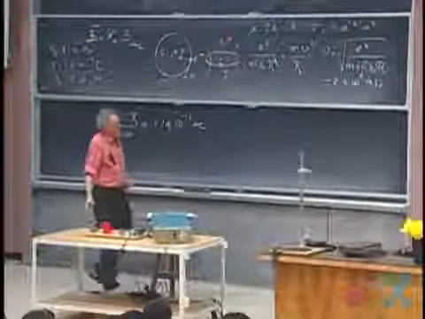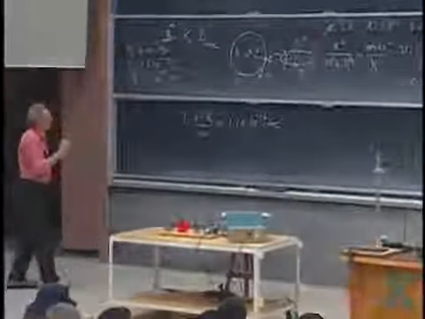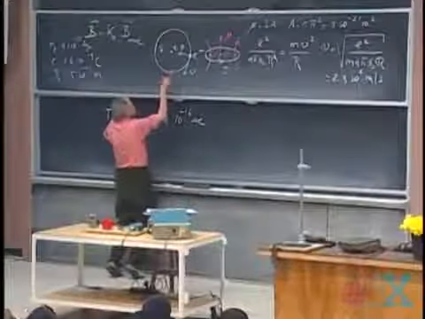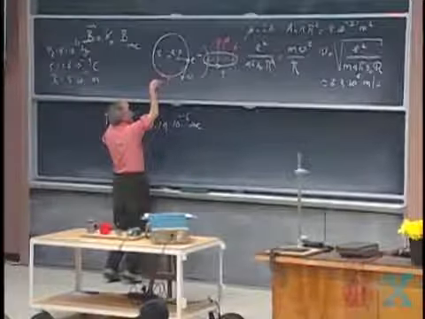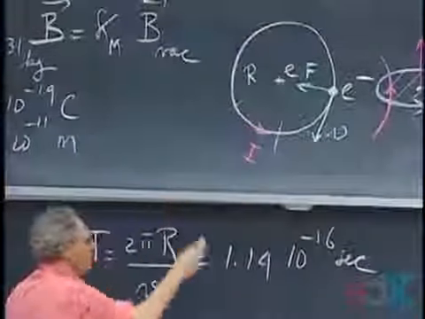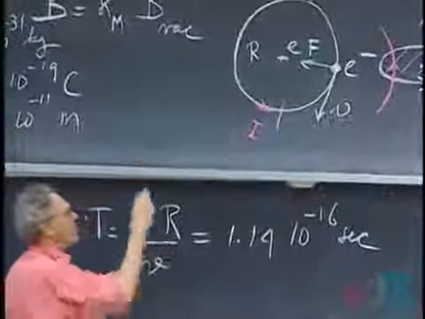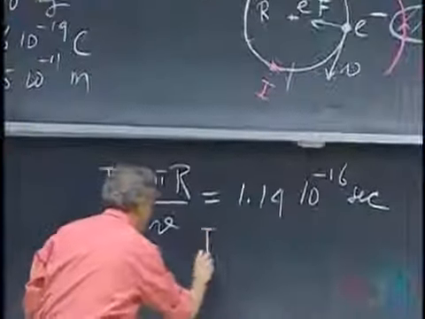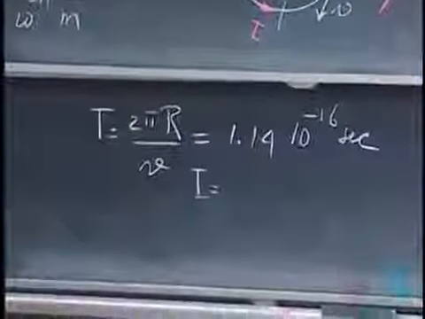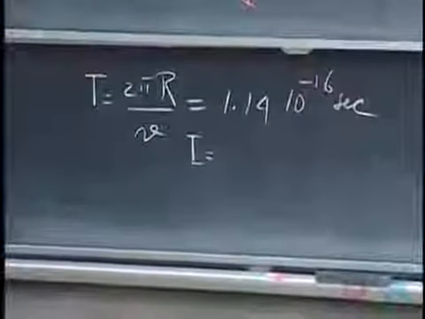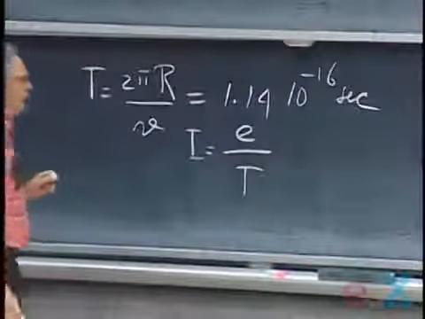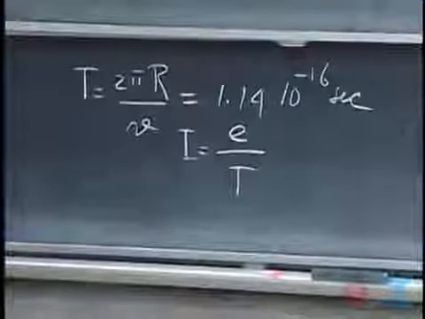Now, we still haven't found the current, but we're almost there. Because when you look here, there is this electron going by, and every 1.14 times 10 to the minus 16 seconds, that electron goes by. So the current I, that's the definition of current, is the charge per unit time. And so every capital T seconds, the charge e goes by, and so this is per definition the current.